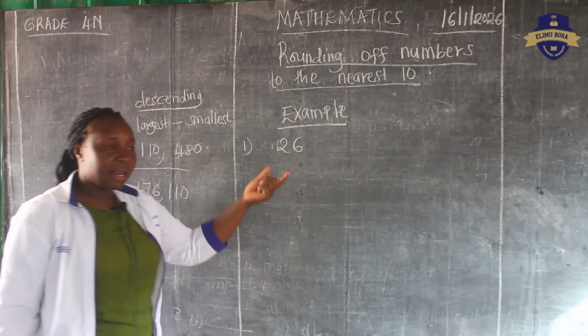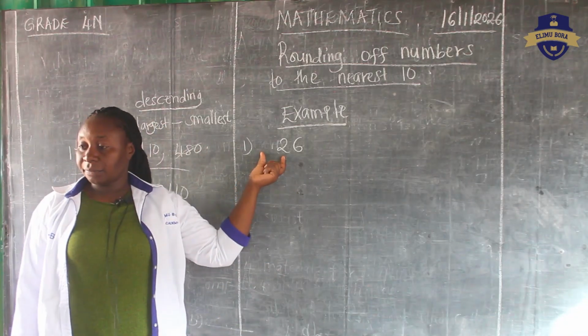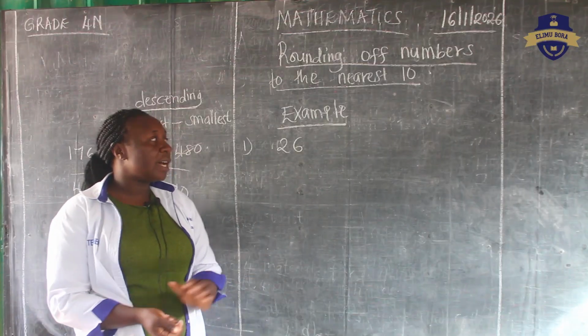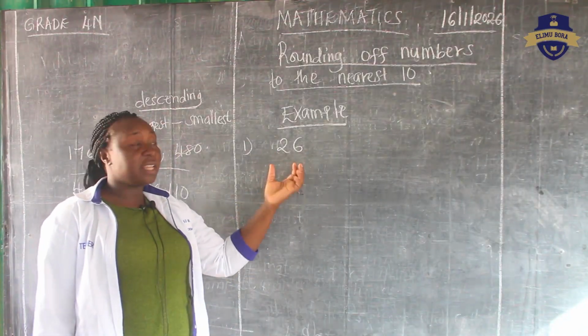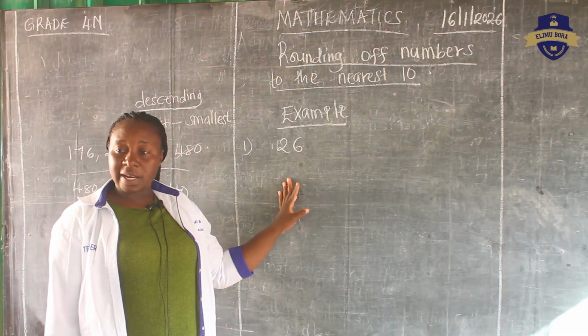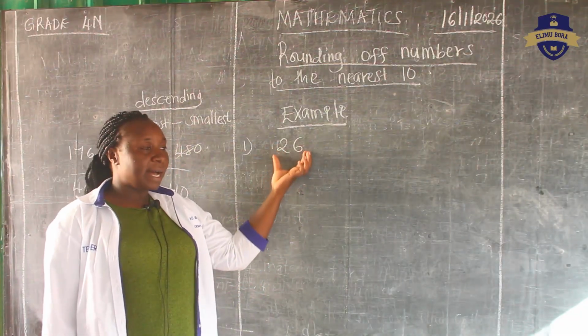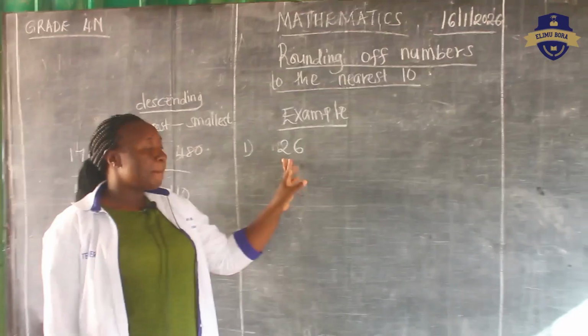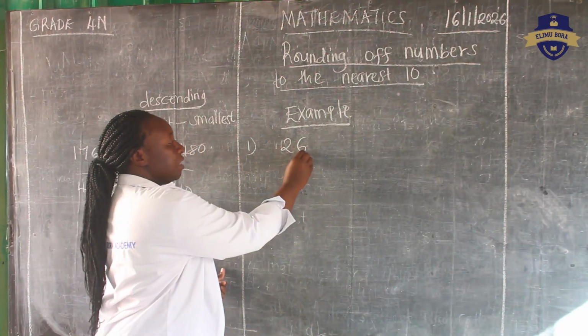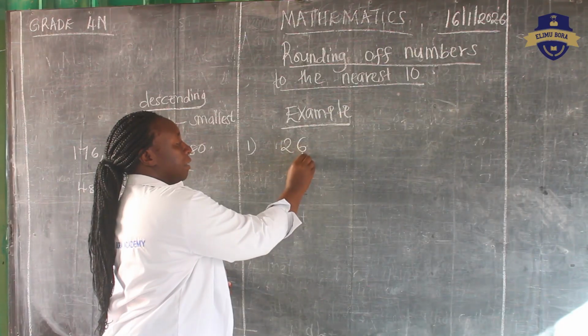We have a number like this. Can you read for me this number? 26. This is number 26. Then you are being told to round off number 26 to the nearest 10. To the nearest? So you go back and get the place value of each digit. The first digit is number 6.